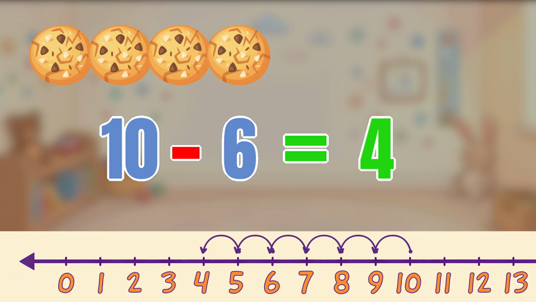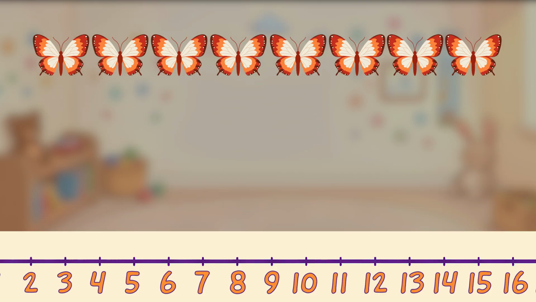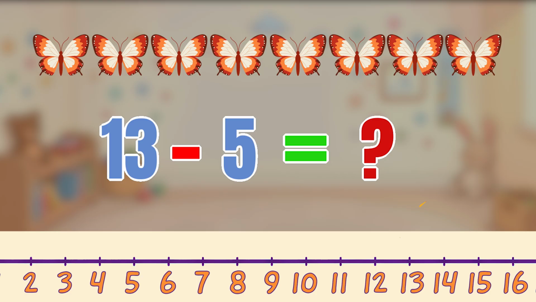You got it, 4. 10 minus 6 equals 4. Nice work. All right, let's do another one. You have 13 butterflies and 5 fly away. 13 minus 5 equals, start at 13 and hop backwards 5 times. How many are left?